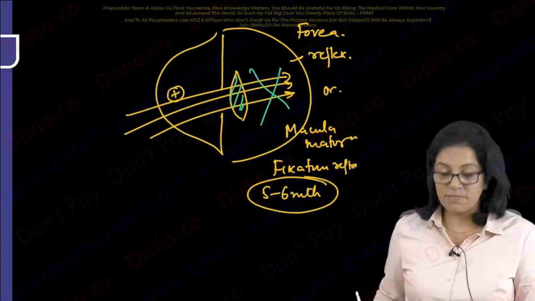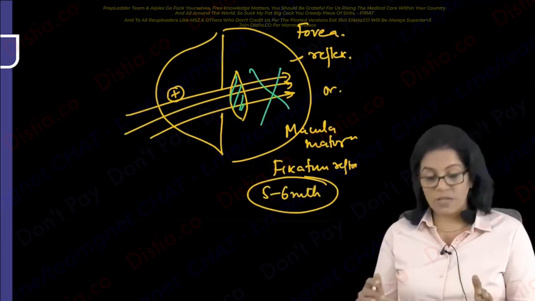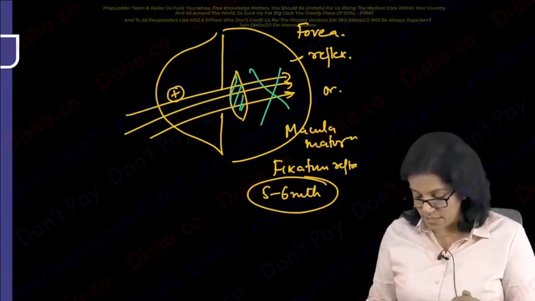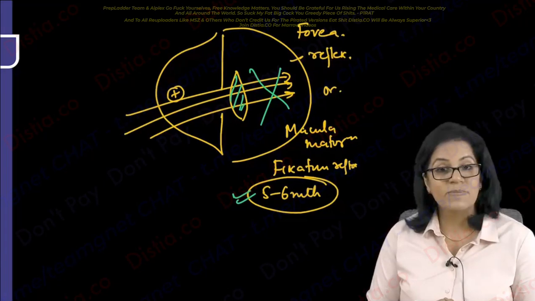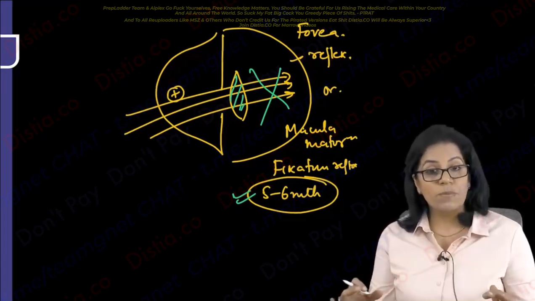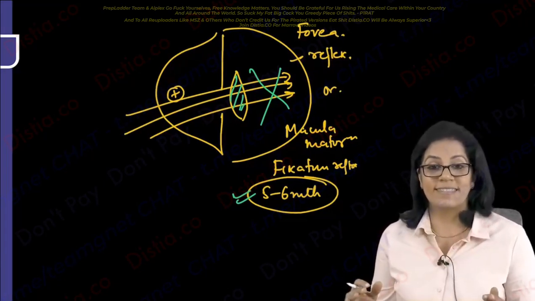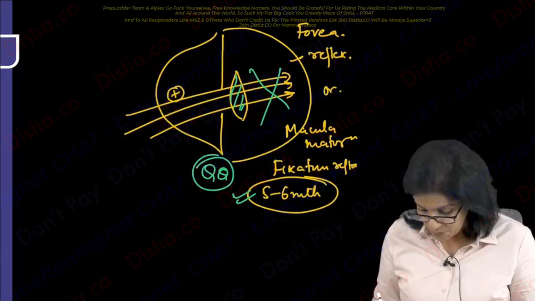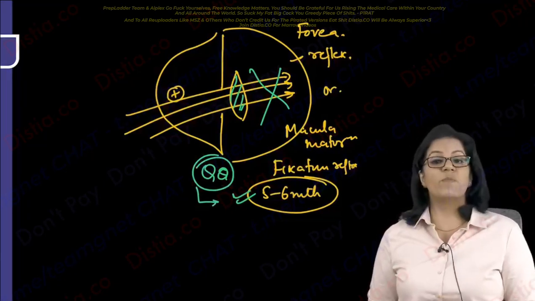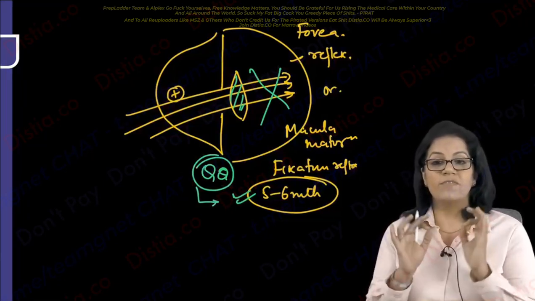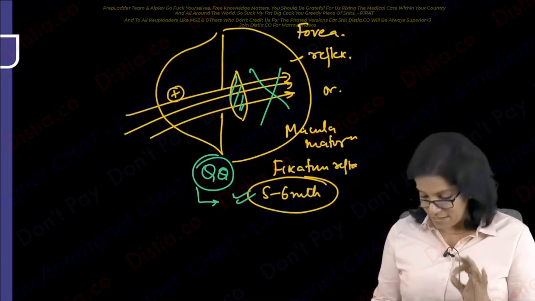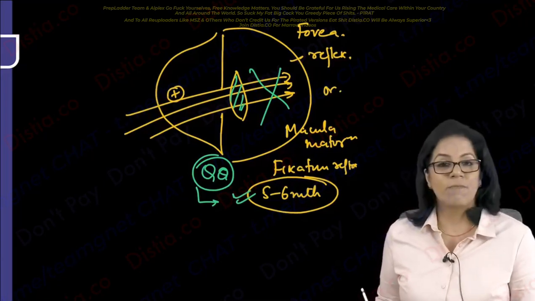Light rays are not reaching the fovea. And if I wait till 2 years, I have lost this critical time of 5 to 6 months. The fovea is never formed properly and the vision is never 6/6. This is again a very important exam question for you all. Foveal reflex formation occurs by 5 to 6 months of age.